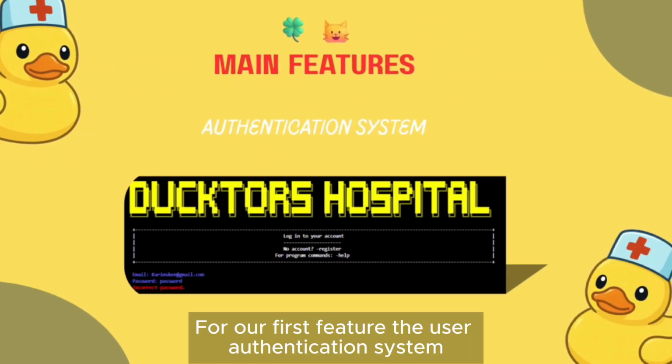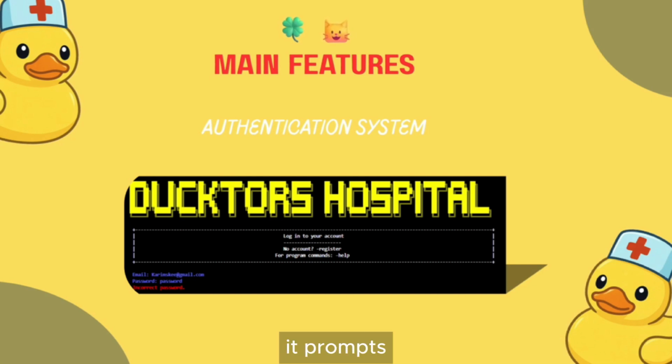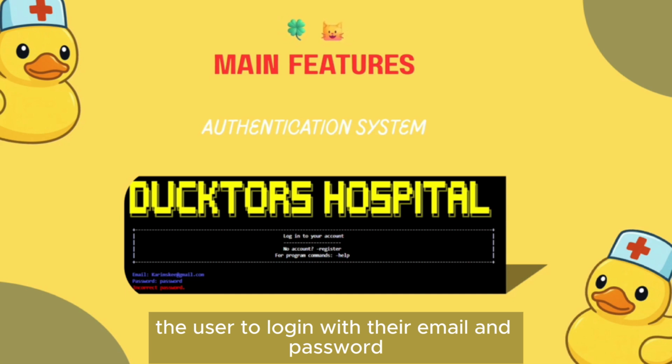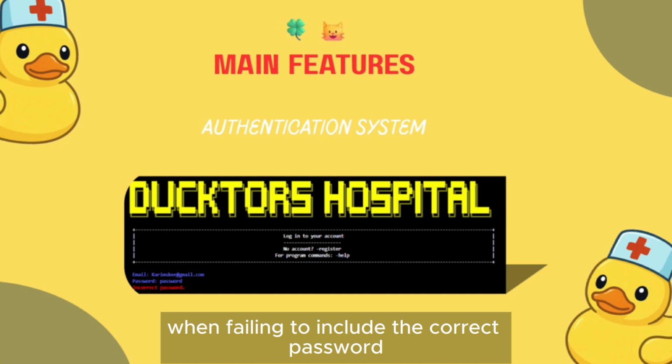For our first feature, the authentication system. We have stored users' login information in a CSV file. Each time the program is launched, it prompts the users to log in with their email and password. Here is a screenshot of the program behavior when failing to include the correct password.